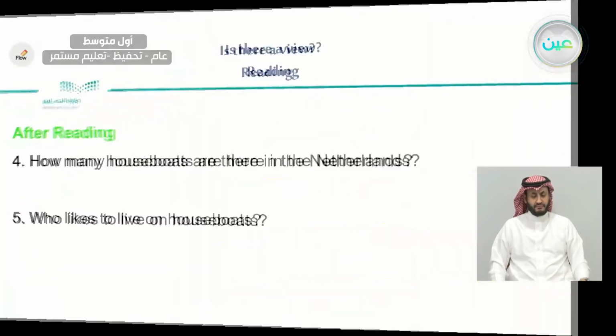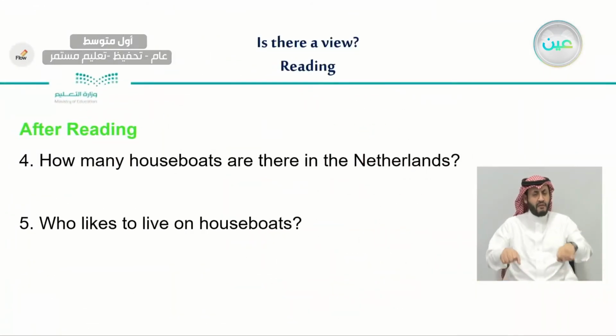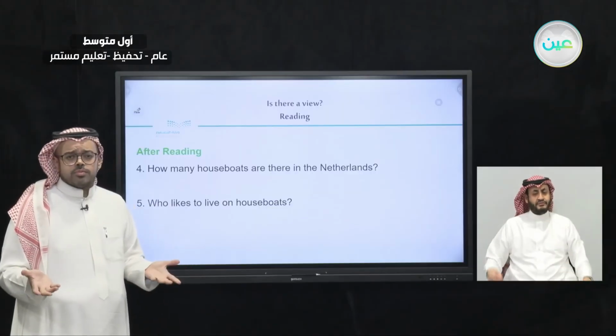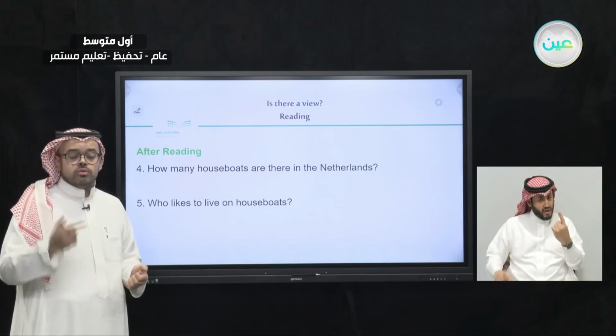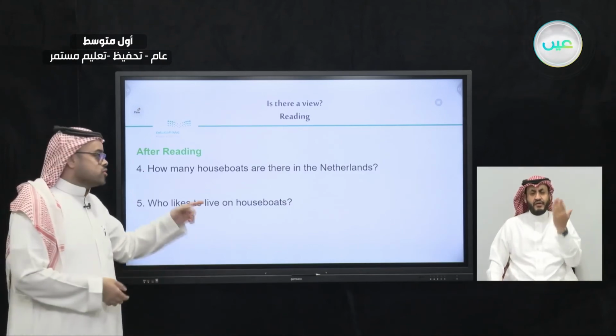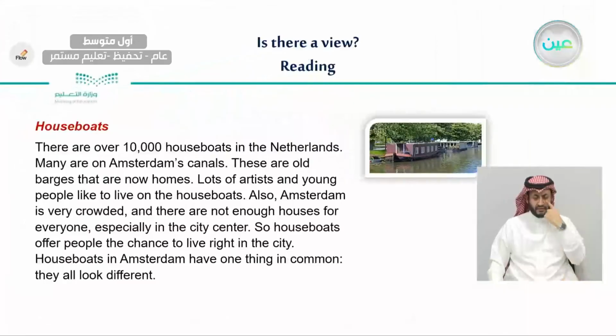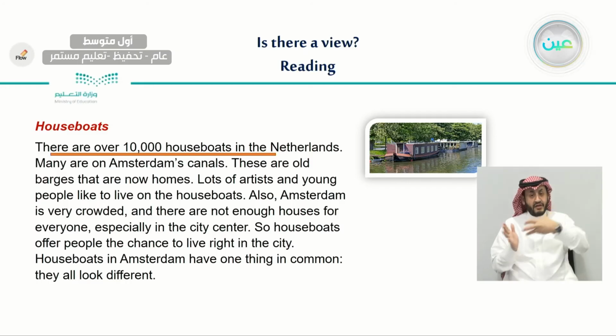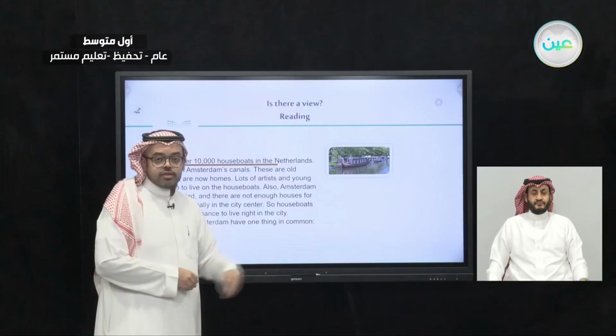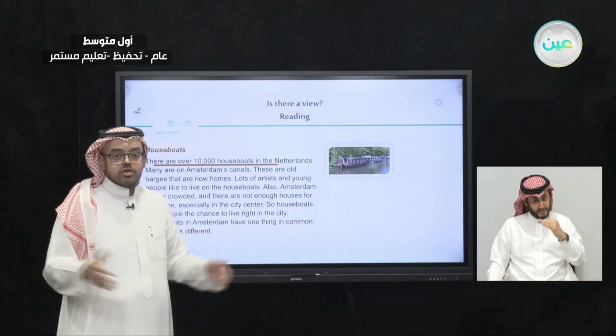Let's move on to the questions about the houseboats. So, how many houseboats are there in the Netherlands? In Amsterdam, how many houseboats? Are they 1, 2, 100 or more? Let's go back to the text and find out how many houseboats there are. Very good. Yes, we have here 10,000 houseboats in the Netherlands. So this is a very large number.